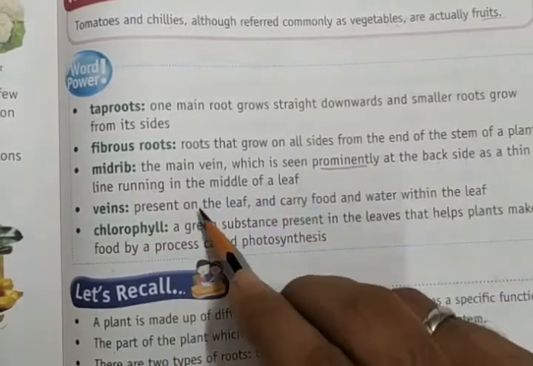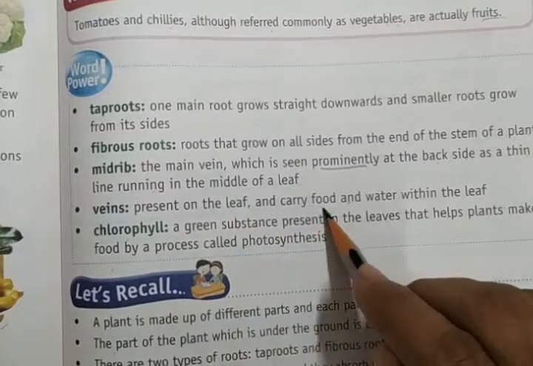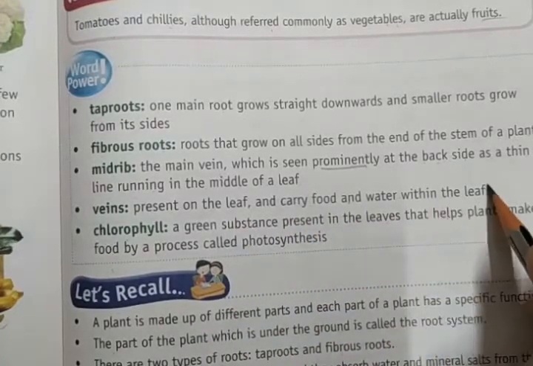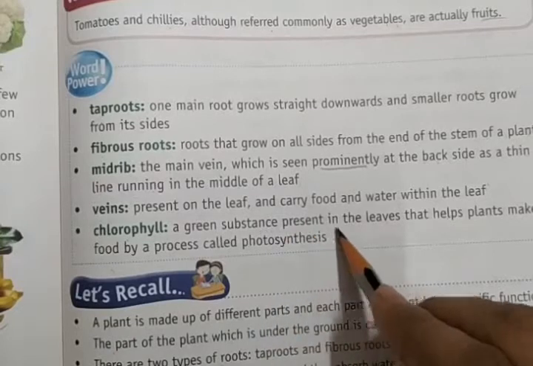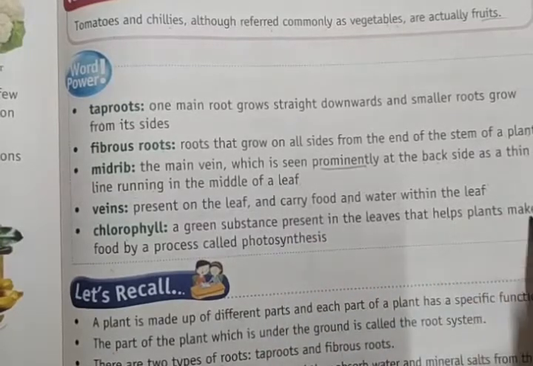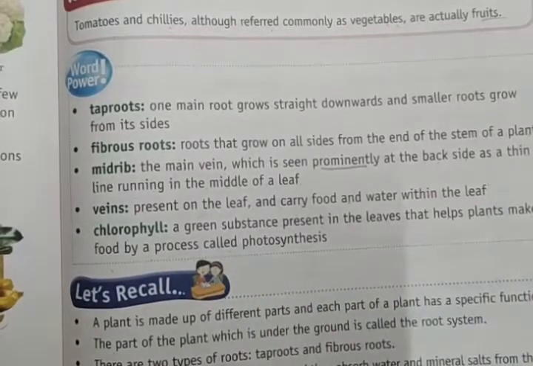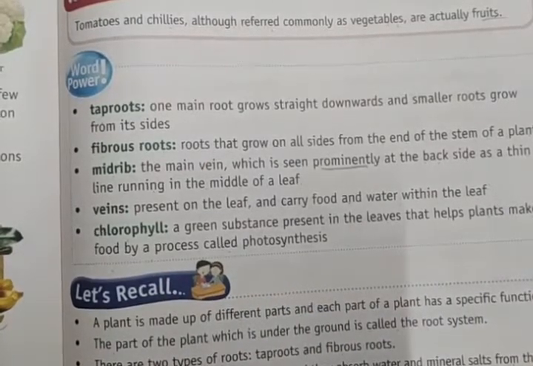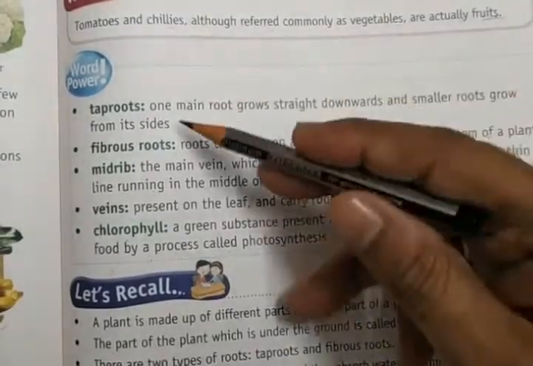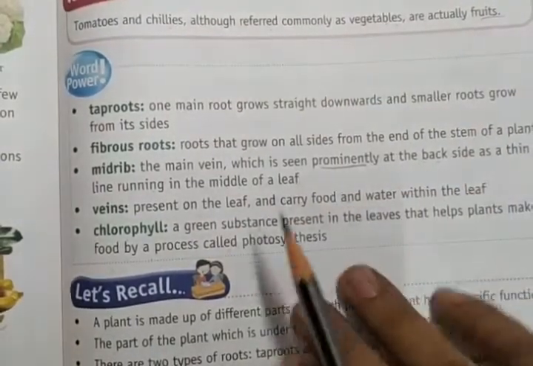Veins present on the leaf carry food and water within the leaf. Chlorophyll: a green substance present in the leaf that helps the plant make food by a process called photosynthesis. Okay, my dear students, I'll give you these meanings of the words, and the highlighted words are new words.